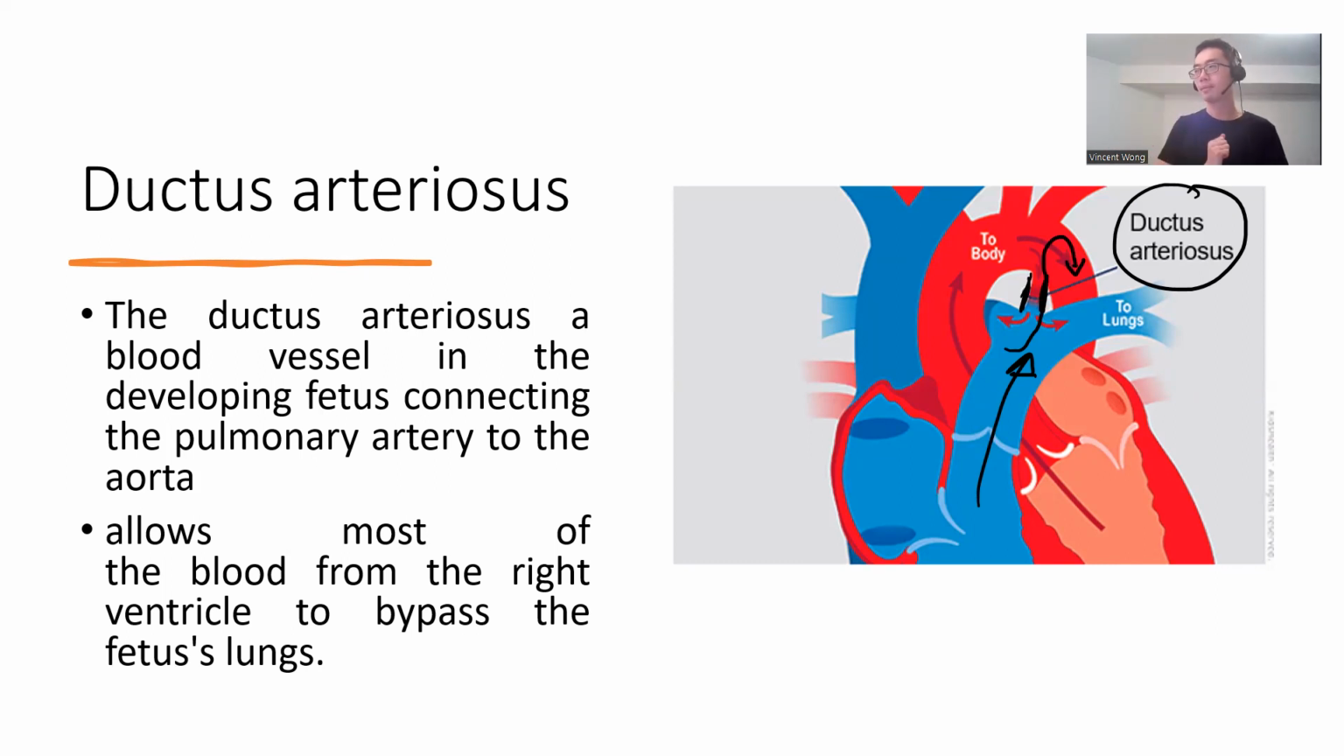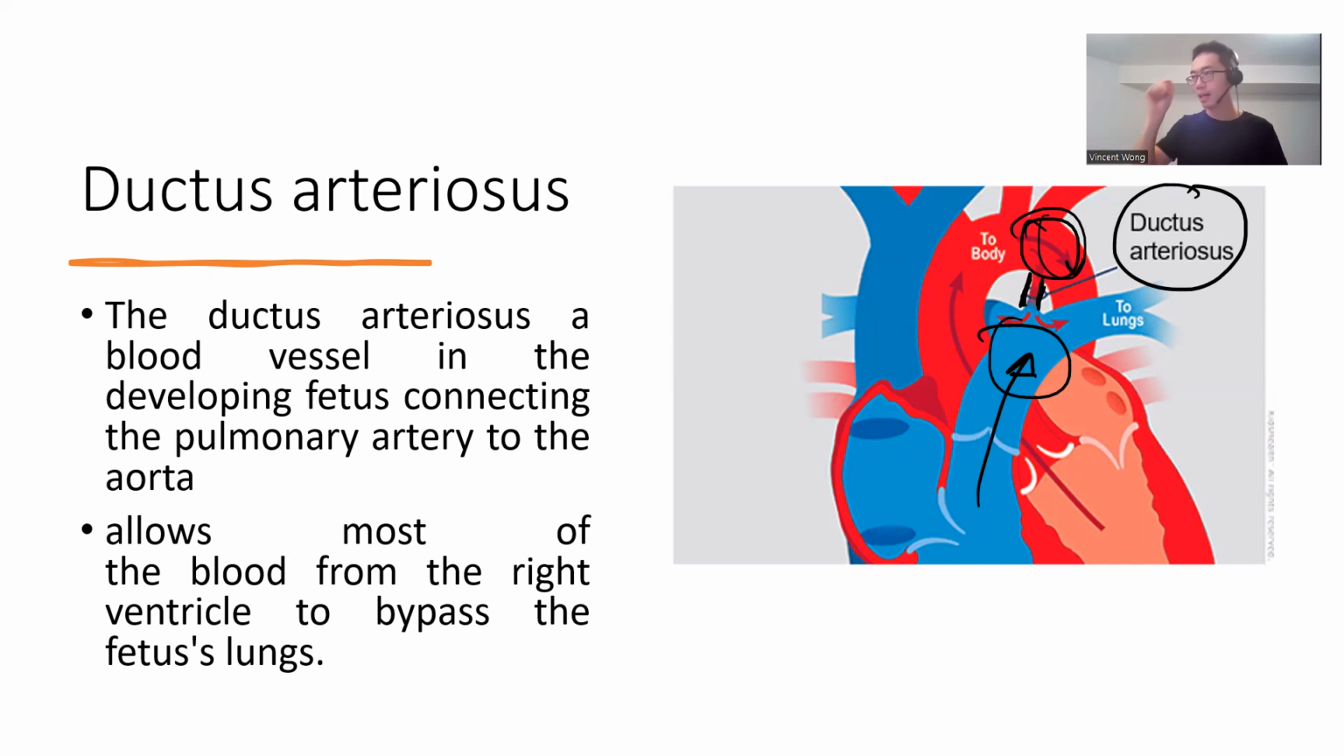Is there like a little door, or how does it just skip it? It has a little tunnel, an extra vessel that connects the pulmonary artery to the aorta. That's why it's called a shunt, right? A shunt is a connection between two parts of the body that are normally not connected.